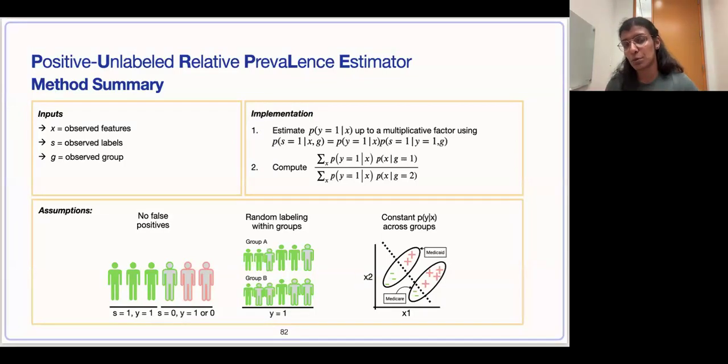Okay, so just to summarize what we've discussed for this method, there are three inputs: the observed features X, the observed labels S, and the observed group G. And the method happens in two steps. We use this decomposition of the probability of diagnosis to estimate P of y equals 1 given x up to a multiplicative factor. And then in the second step, we use this approximation to estimate the relative prevalence. And we show that being off by a multiplicative factor isn't so bad because it cancels out in this fraction. So that's the high-level summary of the method. And finally, as we discussed, PURPLE relies on three assumptions, and we include experiments to demonstrate how PURPLE responds to violations of these assumptions in the paper.